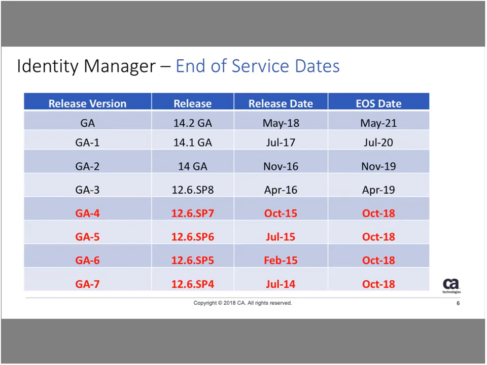For Identity Manager, if you're still running the old 12.6 version of the solution, you can see that 12.6.8, which is the latest version that was released in April 2016, the end of service date is April 2019. And if you're running any version before that, 12.6 service pack 4 to 7, the end of service date is coming up in October. If you're running any version that is actually below that version, 12.6.3, 2, 1, 12.5, those are already end of service.